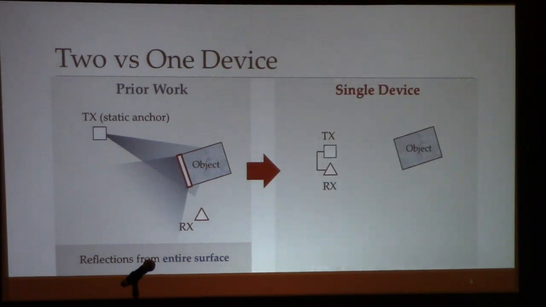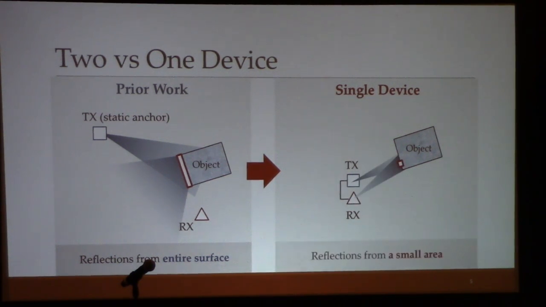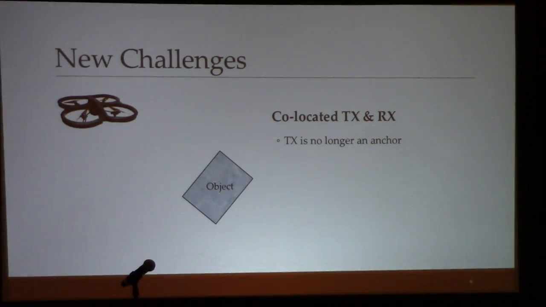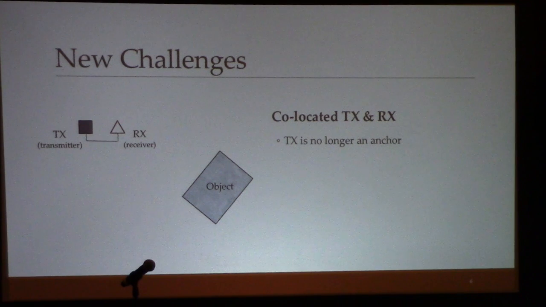But when we use one device, things are changed. Now the transmitter and receiver are just tens of centimeters apart with a fixed distance. They move together and they both rotate the beams to get the reflection signals. And because of this, we only get the reflections from a small surface area. This brings new challenges to the system. An obvious challenge is that we don't have a fixed anchor point anymore, since now the transmitter moves with the receiver. So the previous algorithm, which relies on a fixed transmitter, doesn't work anymore.